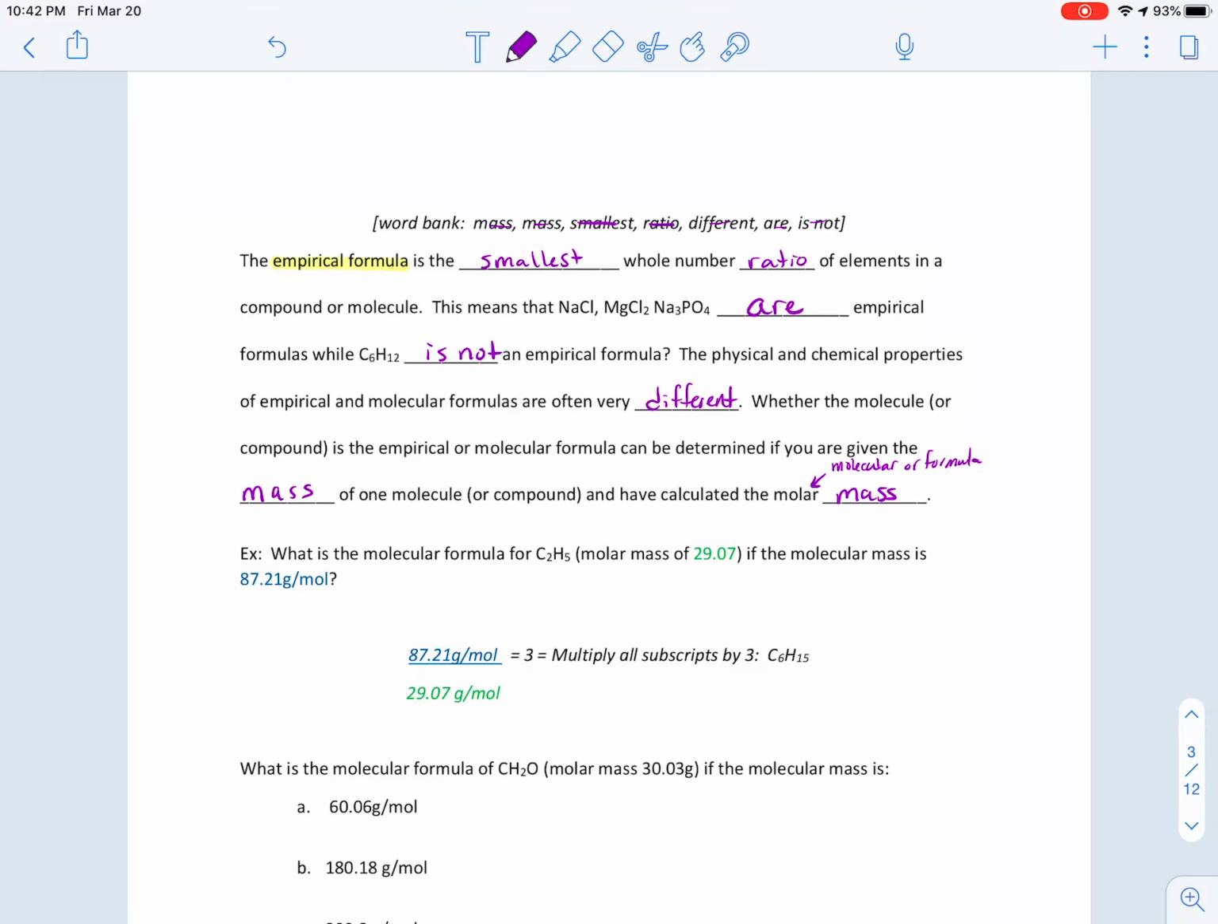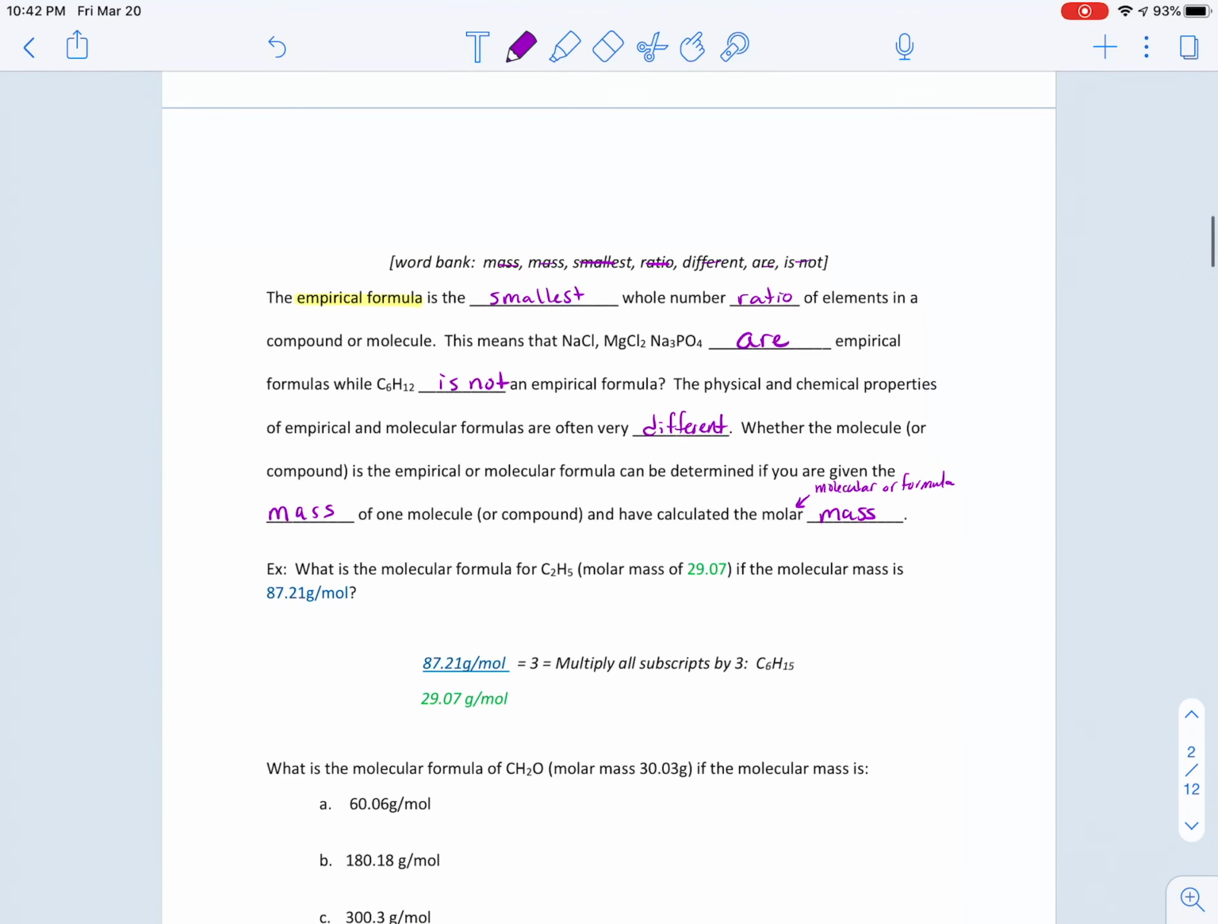The physical and chemical properties of empirical and molecular formulas are quite different. It's like the difference between saying that something is a gas and something's a liquid. Like they can be hugely different, especially the larger the molecule, the properties become very different.